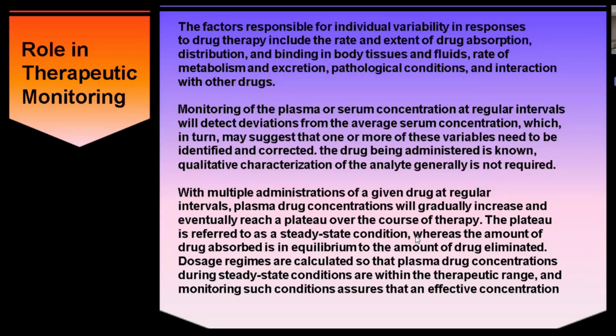The factors influencing therapeutic monitoring depend on the extent of drug absorption and distribution and binding in the body tissues. As with every other drug which we are taking, there is a distribution of these drugs. The drug gets metabolized in our body. Through monitoring the plasma and serum concentration at regular intervals, we can know how much amount is left in the body and how much is getting out of the body.